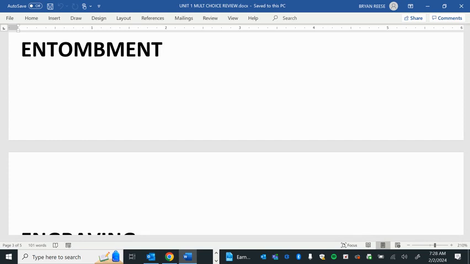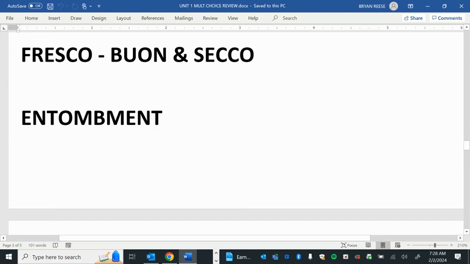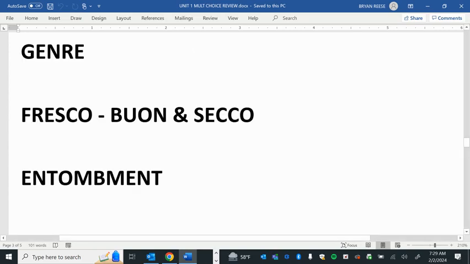What is an entombment? That's right, you're putting somebody in their tomb. That would typically be a bunch of people carrying a dead person, right? Or lowering a dead person into something. All right, fresco is on the test. Know the difference between buon fresco and fresco secco.